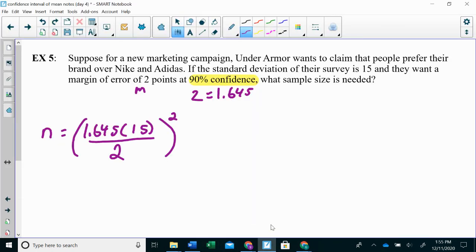So for them to be able to make their claim, they need a sample size. If they choose a sample size of about 152 people to survey with this information, they should get a margin of error of 2 points, and they should be at the 90% confidence level.